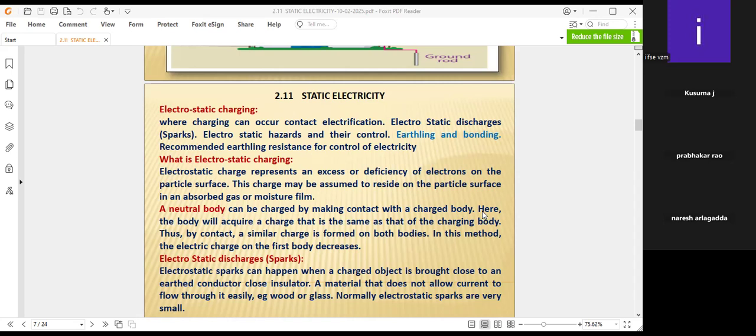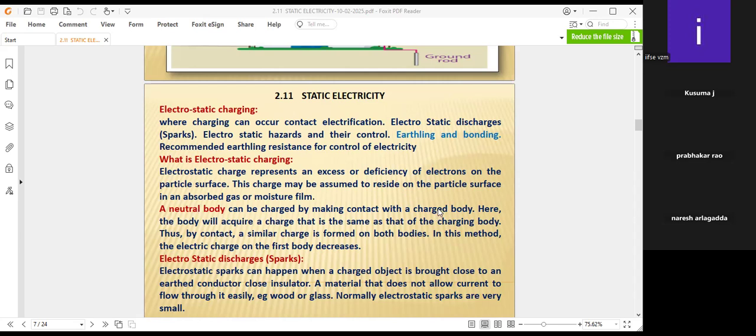Here, the body will acquire a charge. Body means here the neutral body. It acquires a charge from the charged body, the same as that of the charging body. Definitely, the charged body has a number of electrons and protons, and the neutral body is made the same.